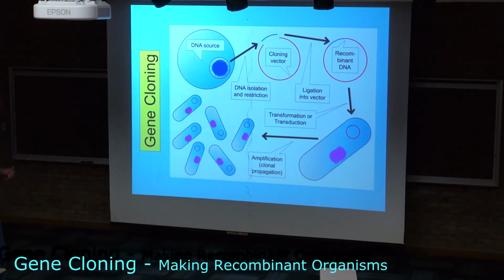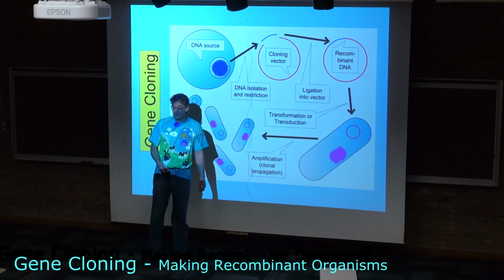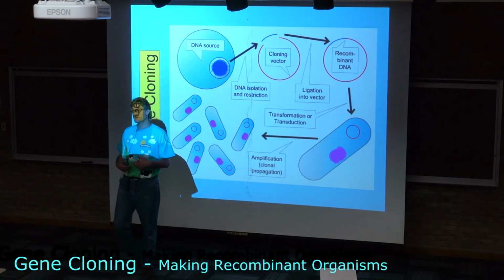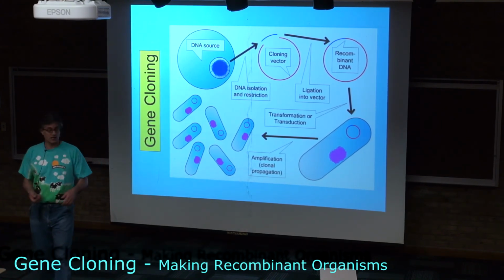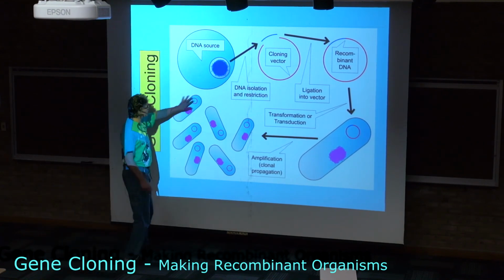And then we can grow up the cells that contain this new DNA and thereby amplify that DNA. Before PCR, this was how DNA was amplified in small bits. And also, once we have the DNA cloned, we can manipulate that clone molecularly, modifying it so it does novel things. But these are clones.